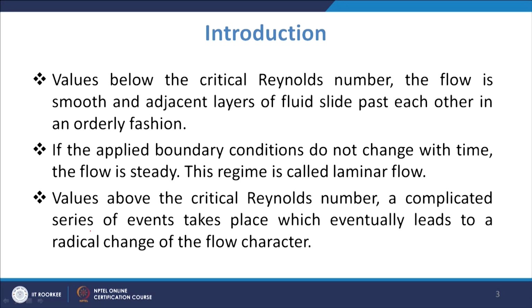Now, you know that you have a critical Reynolds number. Below that it is laminar, and above that it is turbulent. So, when the value of the Reynolds number is below the critical Reynolds number, then the flow is laminar, the flow is smooth and adjacent layers of fluid slide past each other.